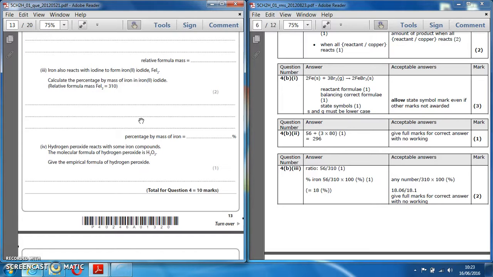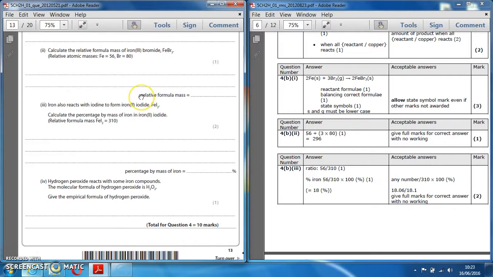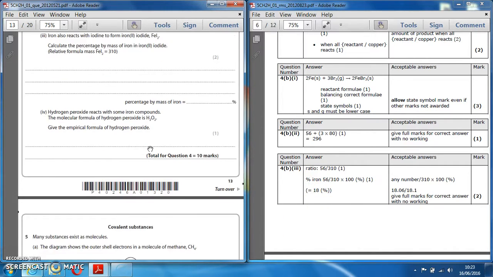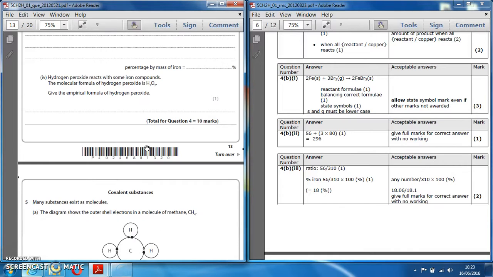Part 3 of the question, you want to work out the percentage by mass of the iron in the iron iodide. So it's given you the total of 310. You want to know how much of that is iron. So if you look at the clue from the last question, iron was 56. So it's just like a test. You scored 56 out of 310. What's your percentage you got? So you do 56 divided by 310 times by 100, and that will give you 18%. Hopefully that makes sense, because percentages are nice and easy, I think.